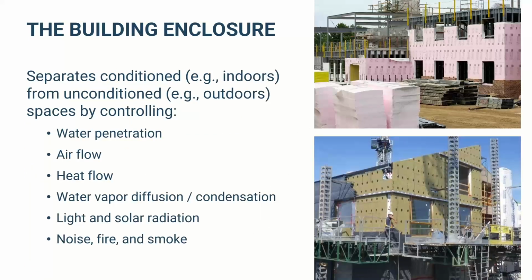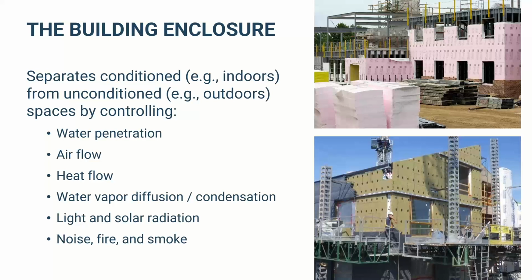Okay, so like I said, it separates conditioned, i.e. indoors, from unconditioned, i.e. outdoors. And the way we do that is by controlling the different environmental loads. So we're controlling bulk water penetration, which is really the main focus of the rain screen. But we're also trying to control airflow with the air barrier system, heat flow with insulation. We're trying to control water vapor diffusion to prevent condensation issues. So we've got our vapor retarder layer. Trying to control light and solar radiation, right? So most walls, obviously they're going to be opaque, but that's something to think about with windows and glass design, passive shading, all that sort of stuff. And then also, just controlling noise, fire, smoke spread, things like that.